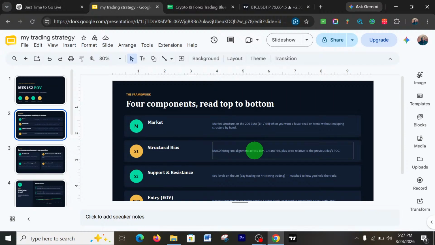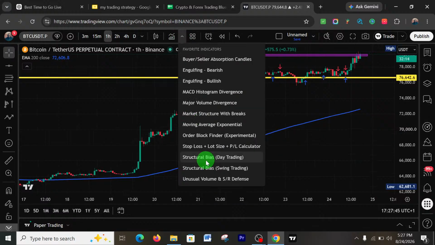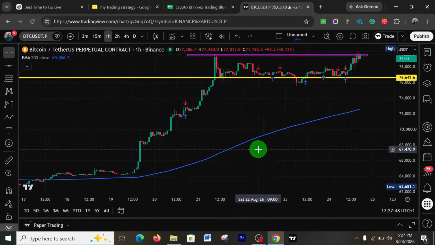The next is structural bias, and it uses the MACD histogram alignment across the 15 minute time frame, 1 hour time frame, and 4 hour time frame, plus whether the previous day's point of control price using session volume profile is above or below price. I'll show you what that means. So this is it. You click on this, you add the structural bias, and I will explain each of the components to you.